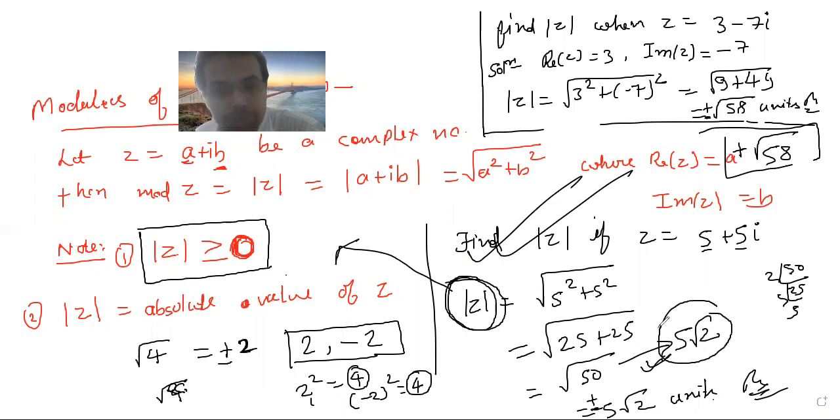and automatically taking 5 root 2 because 5 root 2 is positive. So this is a cross question that can be asked by any of your friends or guardians: why are you taking 5 root 2 only? Why not minus 5 root 2? You should answer that mod z is the value which is always greater than or equal to 0, and minus 5 root 2 is not greater than or equal to 0. Therefore, we will always take mod z, that means the positive value of any answer.